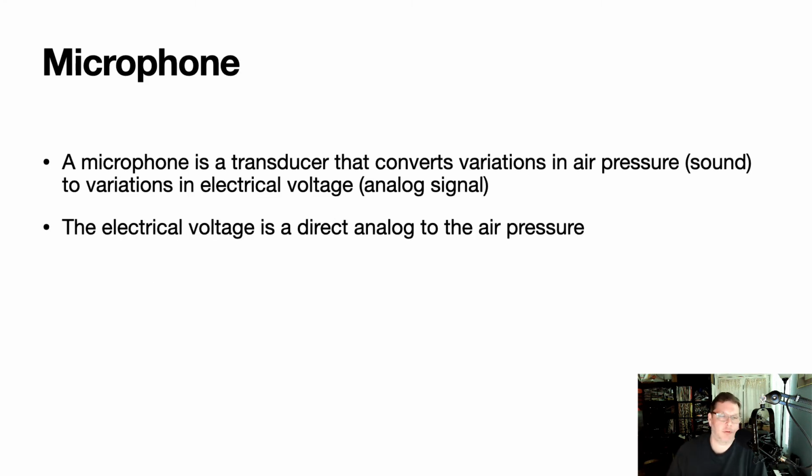So a microphone is a transducer that converts the variations in air pressure, or sound, to variations in electrical voltage, or analog signal. The signal is called analog signal because the electrical voltage is a direct analog to the air pressure. As the pressure in the air goes up and down to make the sound waves, when that gets converted to electrical energy, the electrical charge goes up and down to match the air pressure. It's an analog. So a microphone's a transducer.